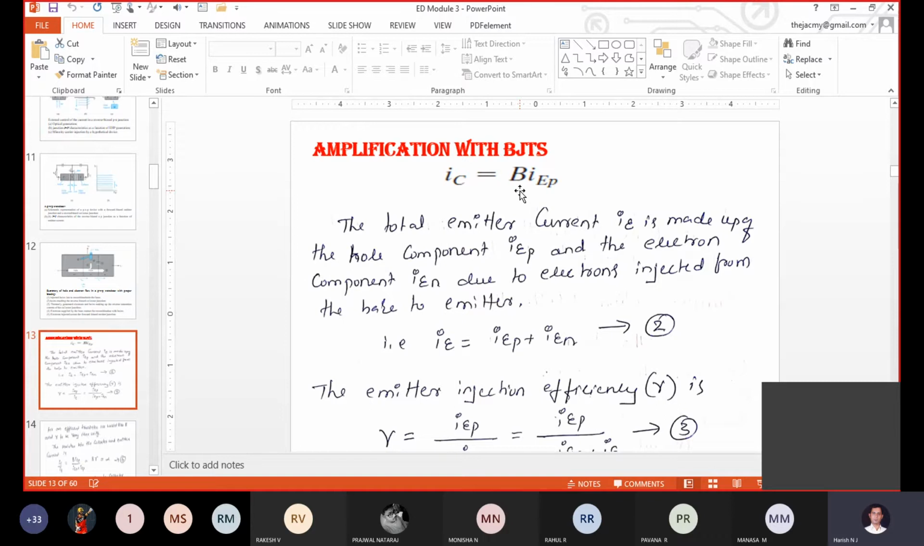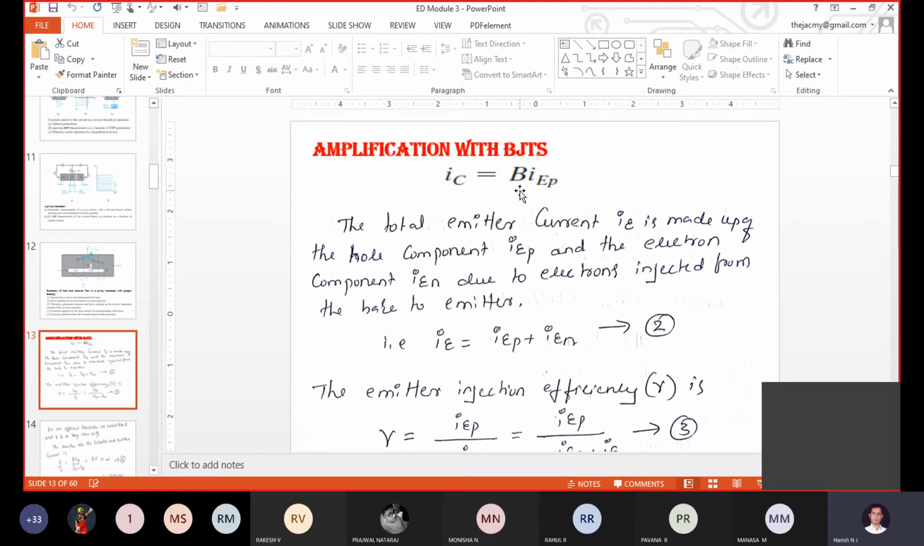For a well designed transistor, B will be equal to 1. That means all the holes injected at the emitter terminal will be present at the collector terminal. No hole is involved in the recombination process at the base terminal. All the holes migrate from the emitter terminal to the collector terminal. That is the meaning of that.